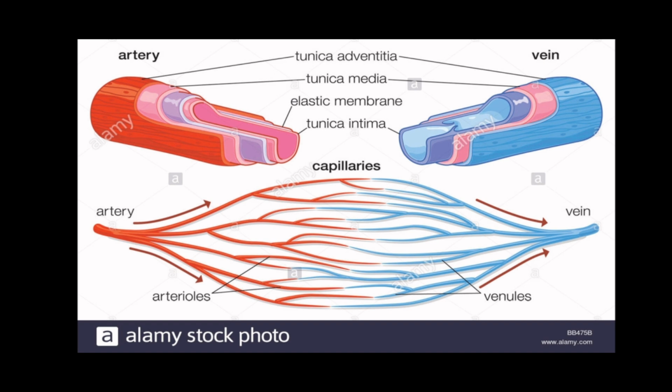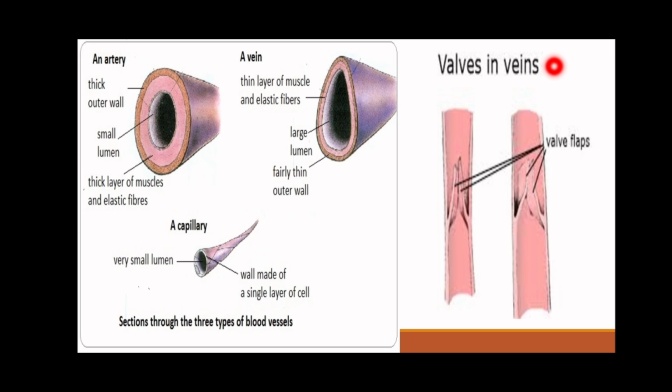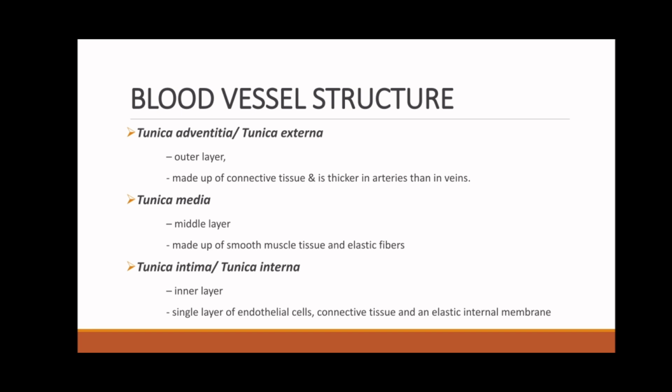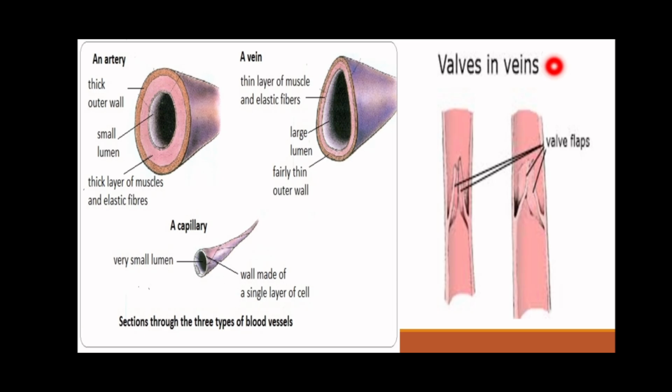Lastly, the tunica intima, which is found at the innermost layer or lining of a blood vessel, which is sometimes called the tunica interna. It is made up of a single layer of endothelial cells with an underlying basement membrane, a connective tissue layer, and an elastic internal membrane. The lumen is the internal space of a blood vessel through which the blood flows.